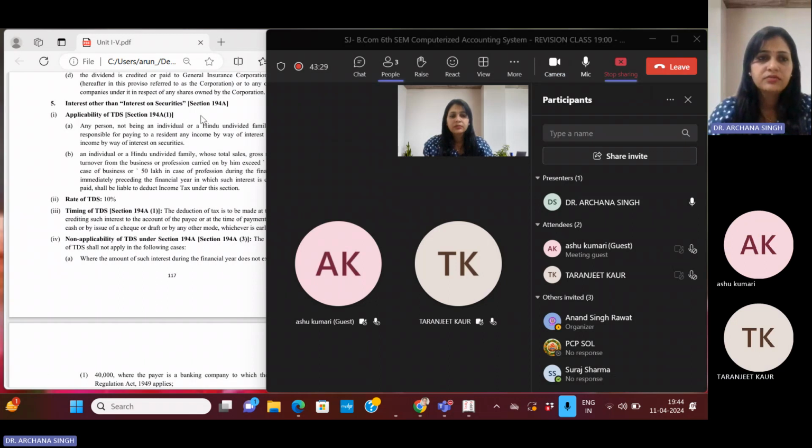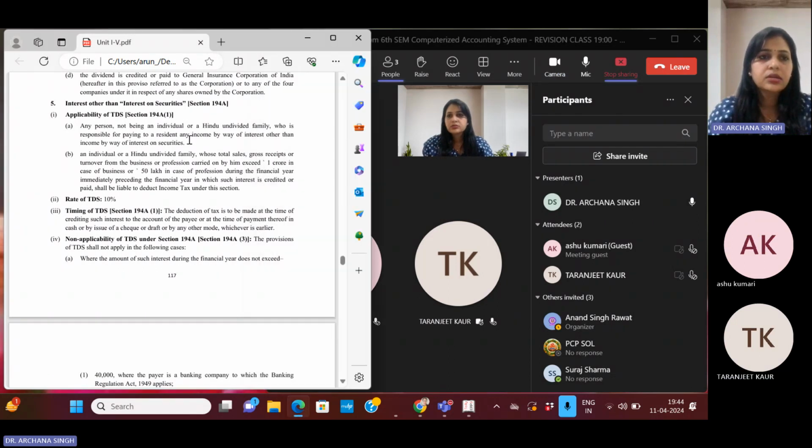Interest other than interest on securities, section 194A. We will discuss whether, if there is interest other than on securities, if a company or any person is paying or receiving it, what is the applicability of TDS, whether TDS is to be deducted or not. Okay, so applicability of TDS according to section 194 subsection A.